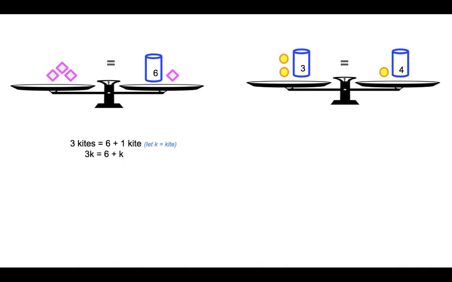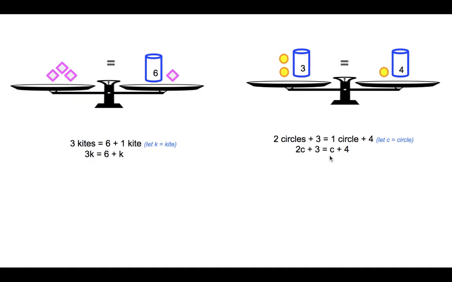Here's another example of a balance. This time I'm using circles. So I have two circles plus a mass of 3 on the left side, and that is equal to one circle plus a mass of 4 on the right side. Again, if we wanted to use variables, we could have c equal circle and then rewrite it as 2c plus 3 equals c plus 4.